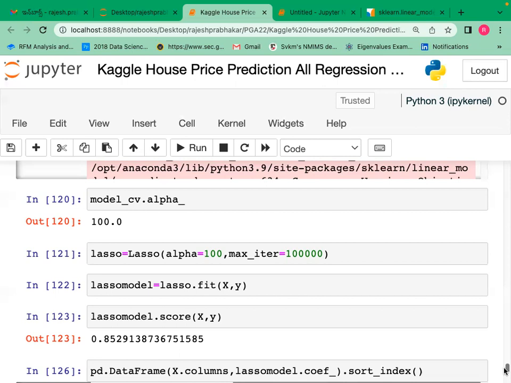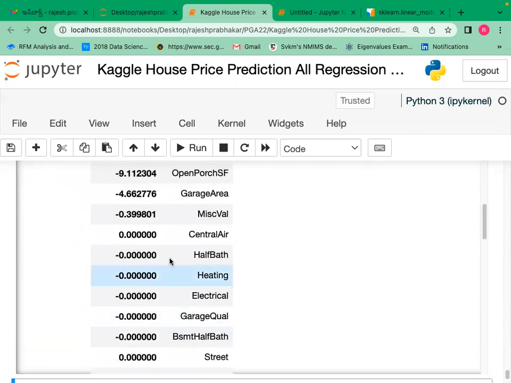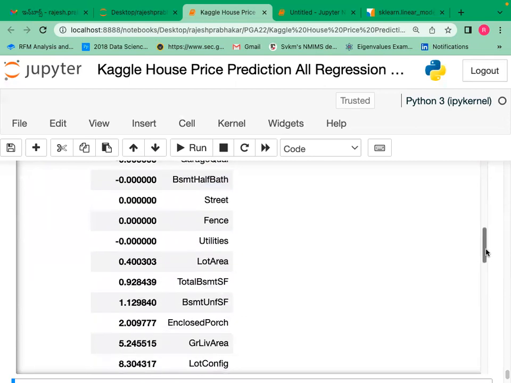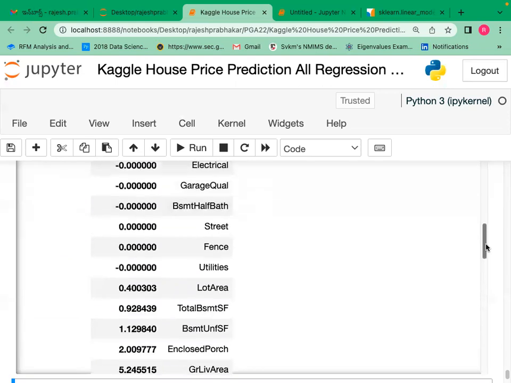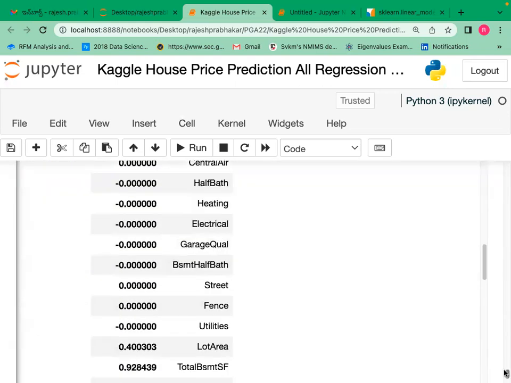All right, all of you got it? So we have zero values: central air, hot bath, heating, electrical, garage quality, basement, street, fence, utilities are all zero variables. Right? Lasso has reduced the number of variables. Now, let us do ridge regression.